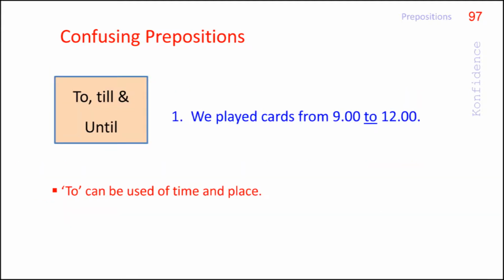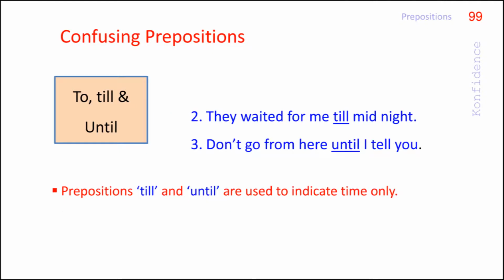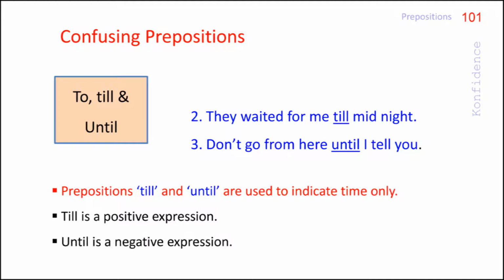Now let us see the prepositions to, till, and until. To can be used of time and place. For example, going to somewhere. In the given example, to is used to indicate the duration of time, but till and until are used to indicate time only. Till is a positive expression and it is correctly used in the sentence shown in the slide, which is a positive sentence. Until is a negative expression and so it must be used only in a negative sentence as shown in the example.